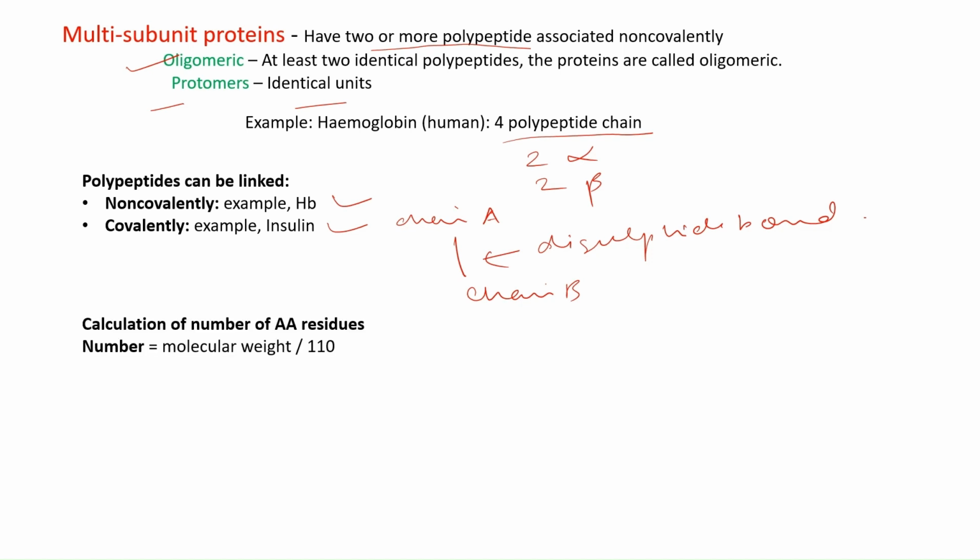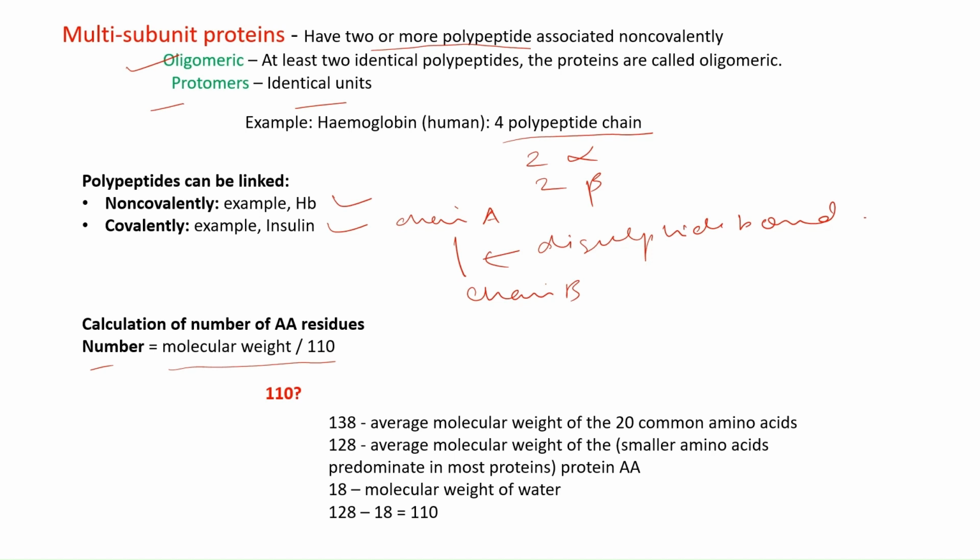How can we calculate the number of amino acid residues present in a protein? For that, the formula is the molecular weight of the protein divided by 110. Why 110? Because if we take the average of the molecular weight of the 20 common amino acids, that average will come to 138. But all the amino acids are not equally abundant in any protein. So the average molecular weight of the most abundant amino acids, if we consider, will come to 128.